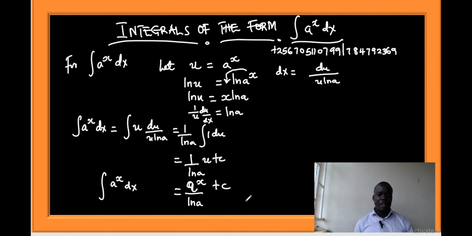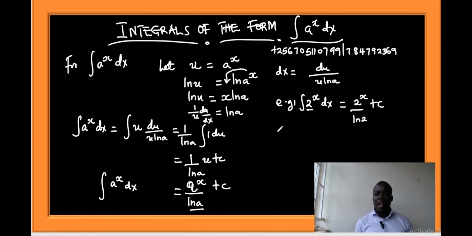This definitely means that if I had the integral of an exponential, I beg your pardon, if I had the integral of 2 power x with respect to x, I make a comparison. In this case, our a is 2. So I come to this general formula. Wherever there is a, I put a 2, and therefore the answer would be 2 power x divided by ln of 2 plus a constant.